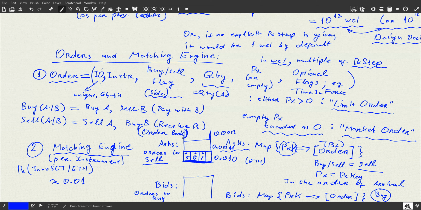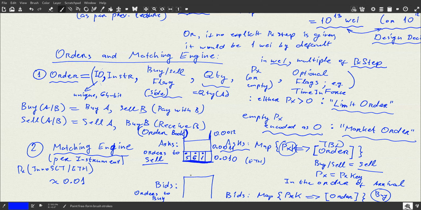Order book is the main part of the matching engine. It is the data structure which we are currently discussing. It contains two sides, bids and asks. Each of them is a map from a price level to orders, respectively buy or sell, with any IDs, any quantities, but a given price and a given side.